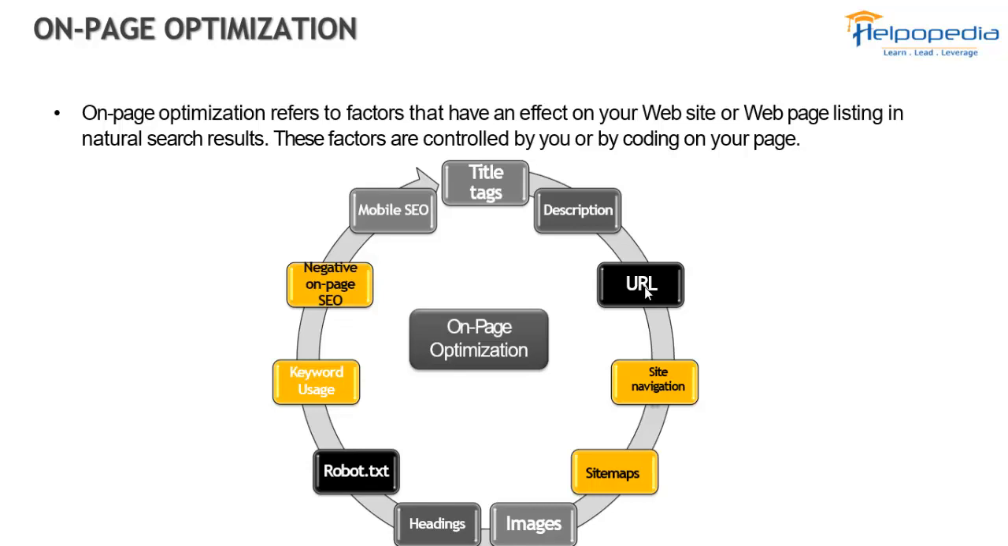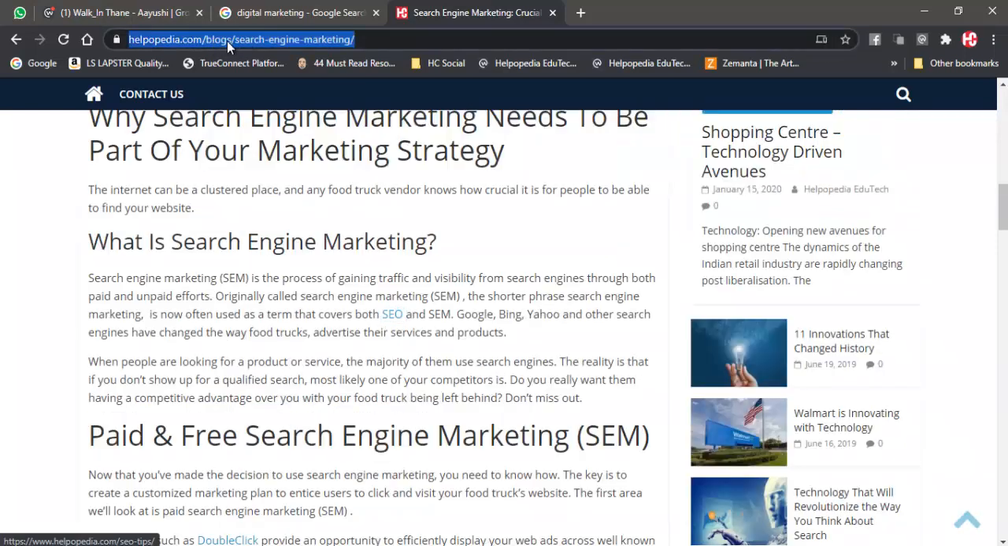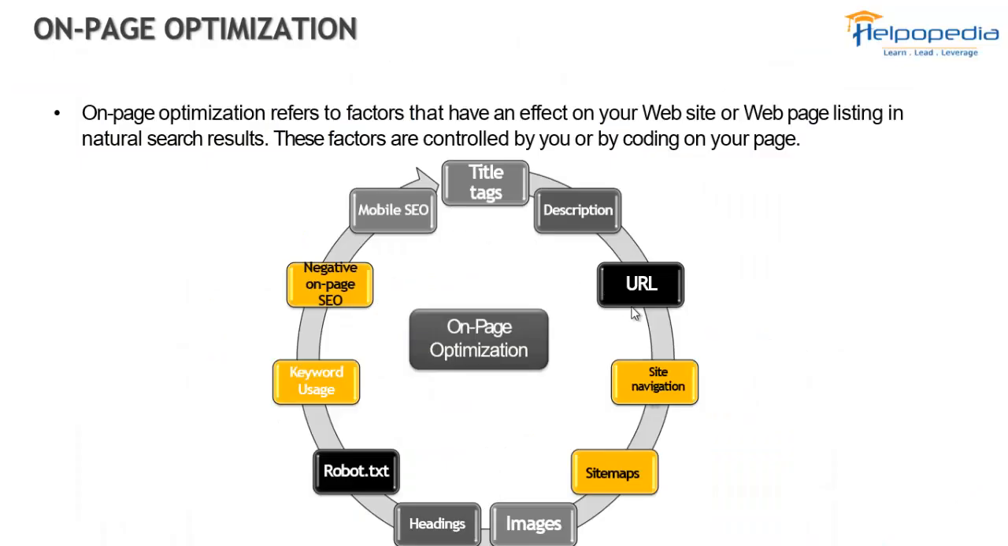In the URL also we need to have the primary keyword. If you see my blog's name over here, we can see search engine marketing in the URL. So that is what the URL is. We are using our primary keyword in the URL, and for the title, description, and everything, we have to put it whenever we create them.